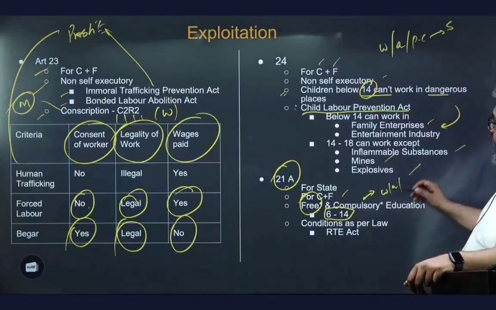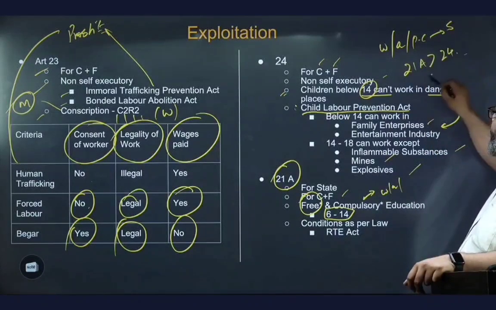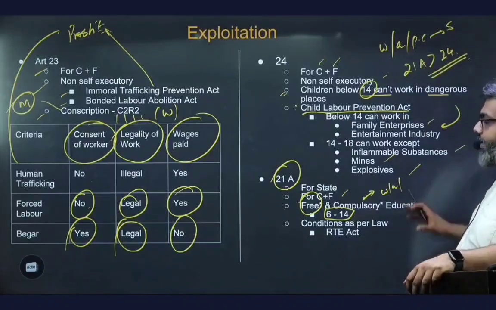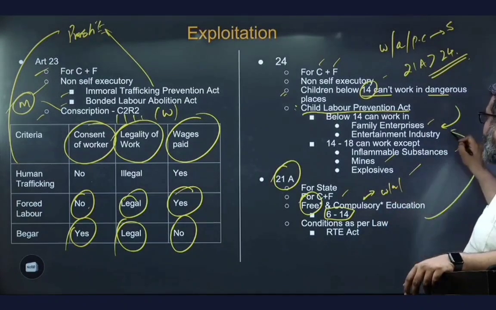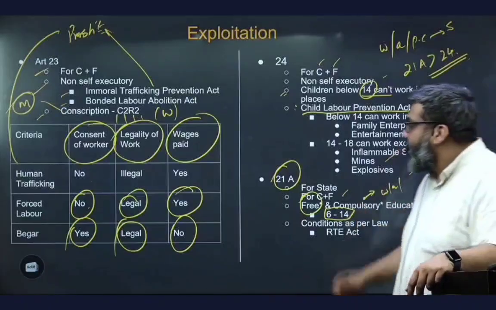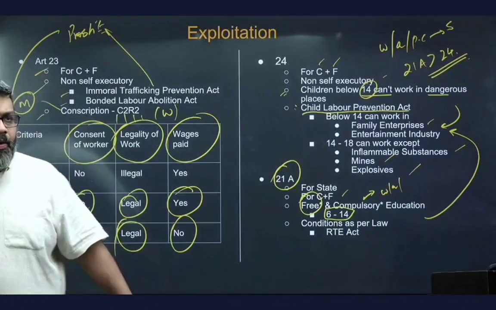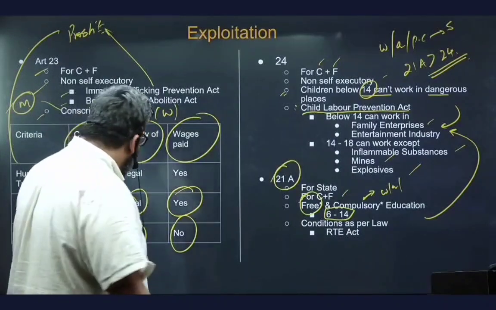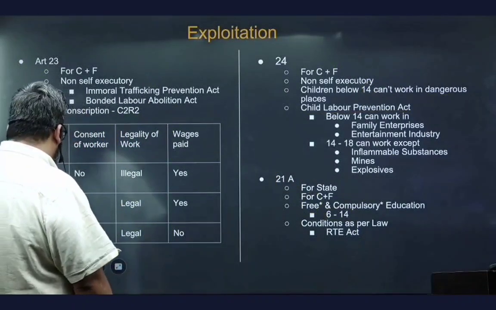So therefore, Article 21A has to override Article 24, and therefore it is that okay, if you want to go to work, you can go to work, but the work will have several limited conditions as mentioned, as if it was a family-run enterprise or it was an audiovisual industry. So that's the basic understanding of Articles 23 and Articles 24.